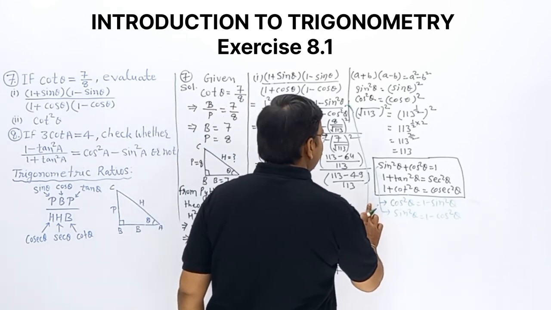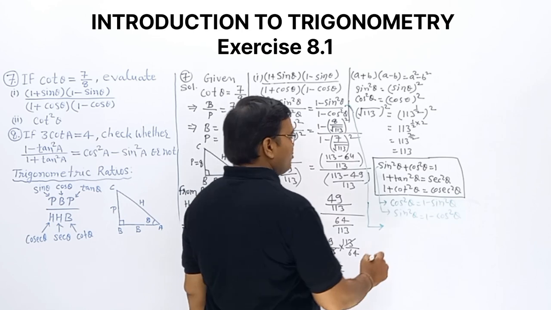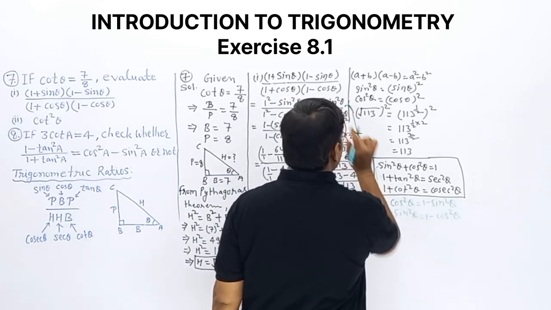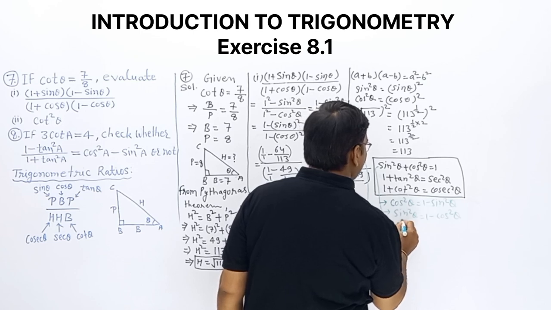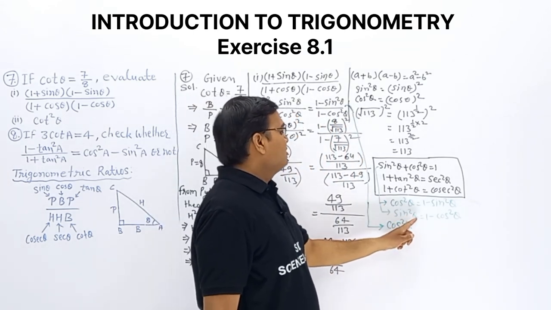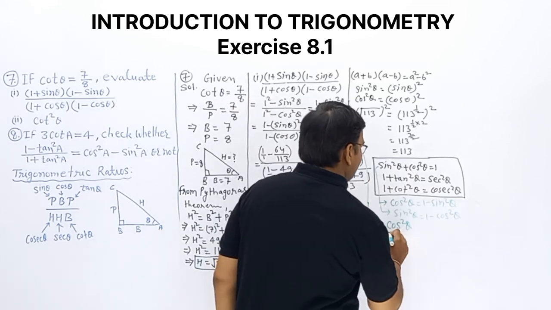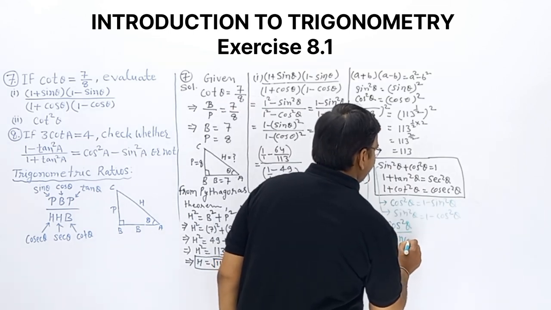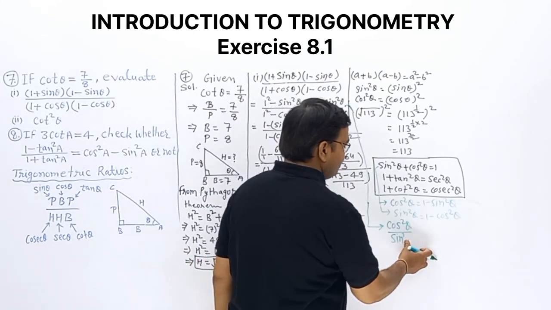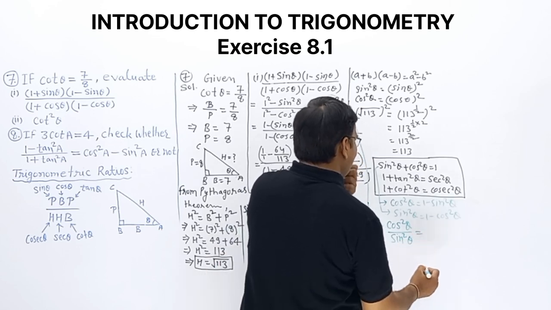So what we are putting? In place of 1 minus sin square theta, we can put cos square theta. 1 minus sin square theta is cos square theta. And in place of 1 minus cos square theta, we can put sin square theta. Yes or no? Sin square theta. Clear? And this can be written as what?